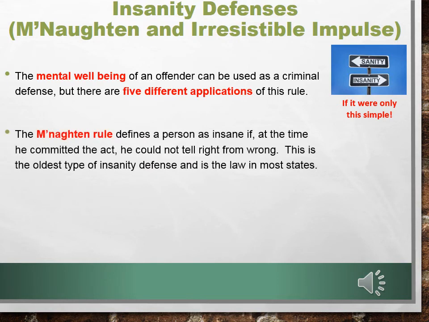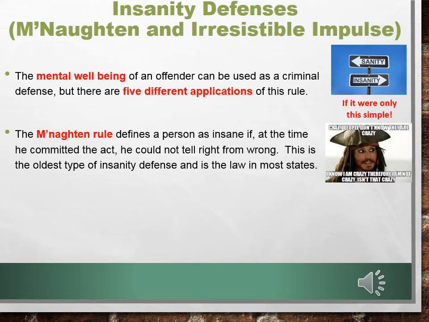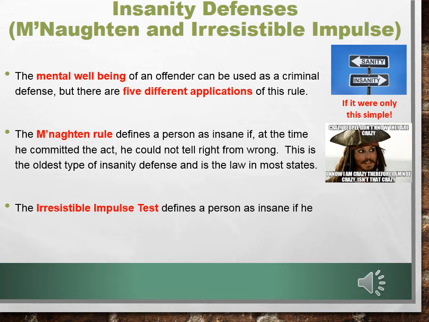The McNaughton rule defines a person as insane if, at the time he committed the act, he could not tell right from wrong. This is a straightforward insanity rule. It's also the oldest type of insanity defense, and it is the law in most states in the United States, including Virginia.